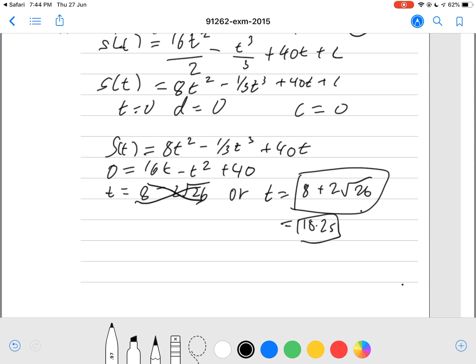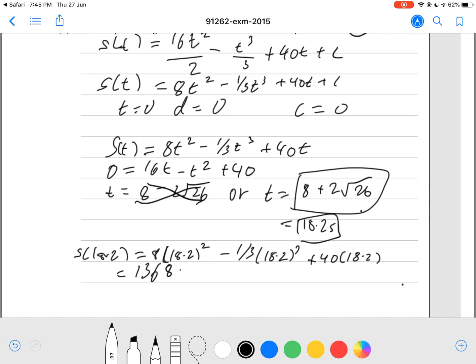Okay, so now we have our time. We just substitute it into the distance formula and we should get the distance the train traveled. So s of 18.2 equals 8 times 18.2 squared, minus a third of 18.2 cubed, plus 40 times 18.2. If you plug this into your calculator, that should give you your distance as 1,368.4 meters.